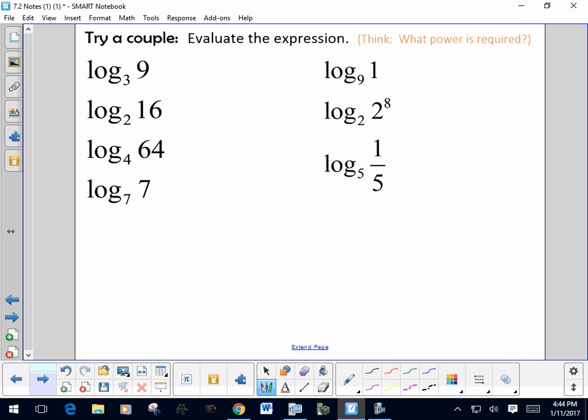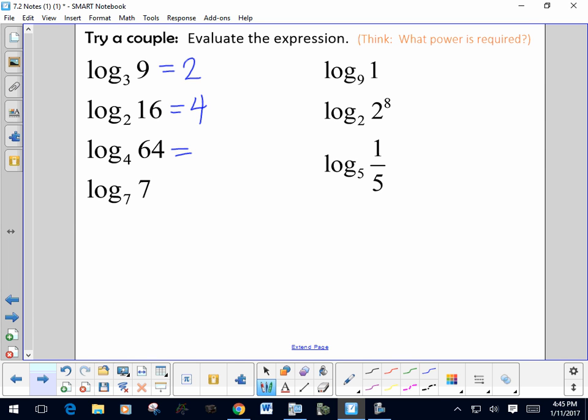So if you're doing log base 3 of 9, you're thinking what power of 3 is 9? It would be 3 squared is 9. Log base 2 of 16, we're thinking about 2 to what power is 16? That would be power 4.